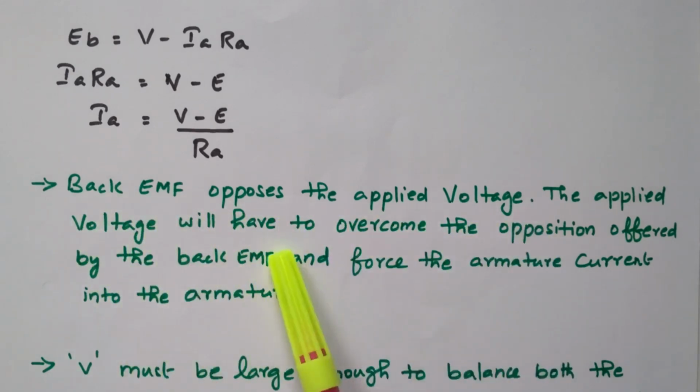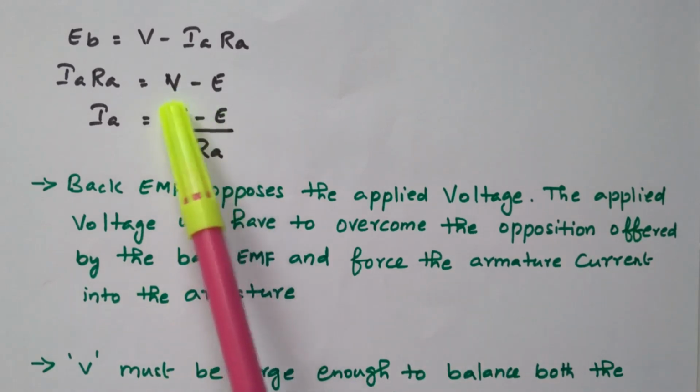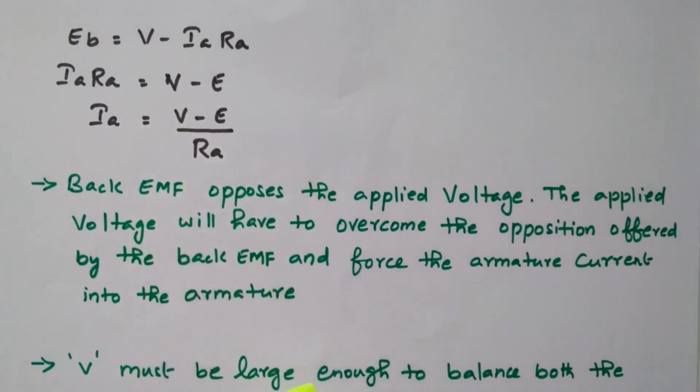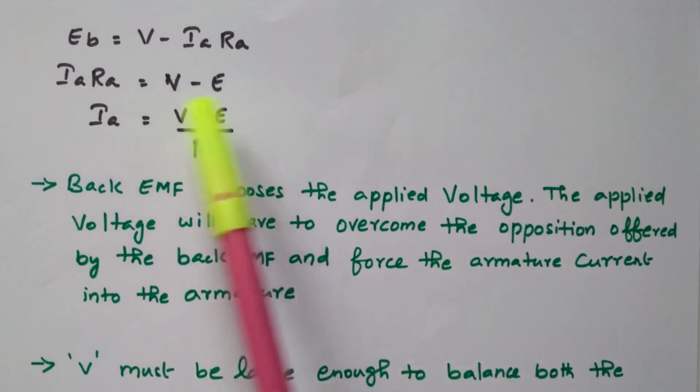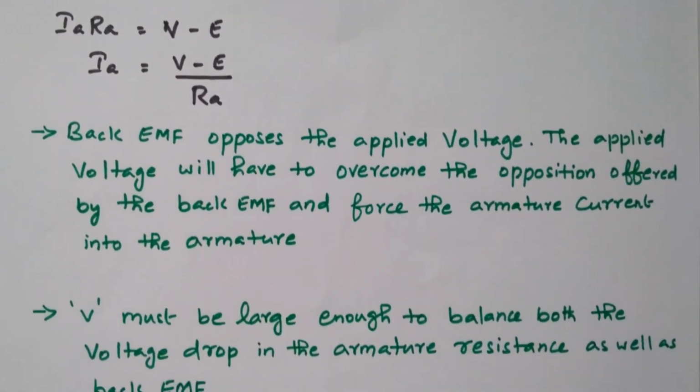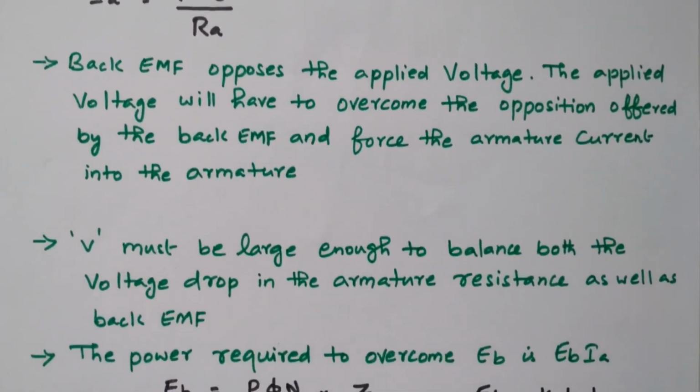The applied voltage will have to overcome the opposition offered by the back EMF and force the armature current into the armature. Because this back EMF opposes the applied voltage, the applied voltage needs to overcome it, so it requires more current. So it will allow the armature to draw more current. Since they oppose each other, the applied voltage will try to rotate the motor at the same speed by getting more current through the armature.